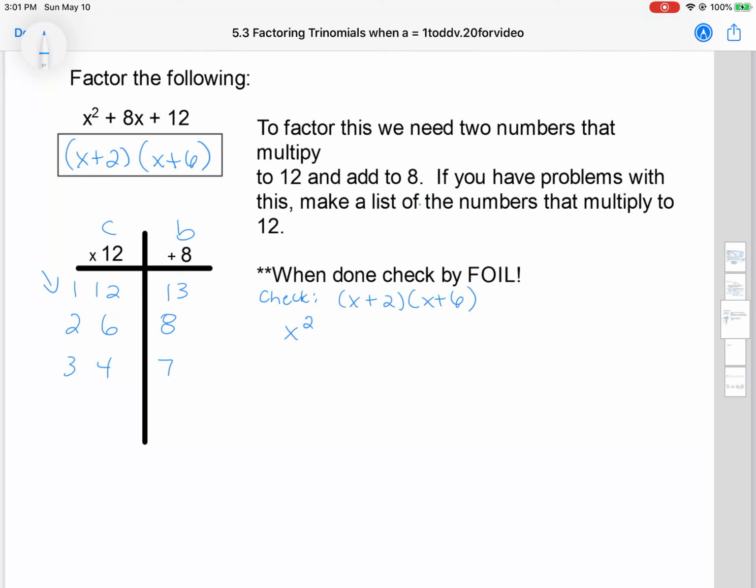So first, outer, inner, last, and then I'm going to simplify, and excellent.